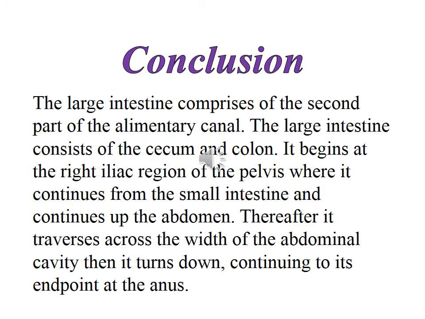In conclusion, the large intestine comprises the second part of the alimentary canal. The large intestine consists of the cecum and colon. It begins at the right iliac region of the pelvis, where it continues from the small intestine and continues up the abdomen. Thereafter, it transverses across the width of the abdominal cavity, then it turns down, continuing to its endpoint at the anus.